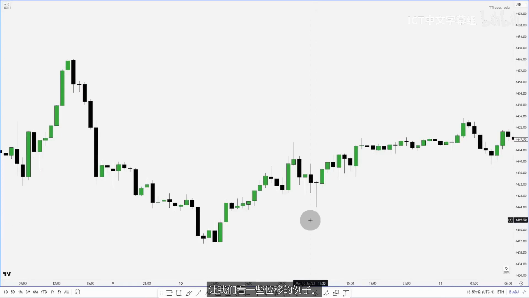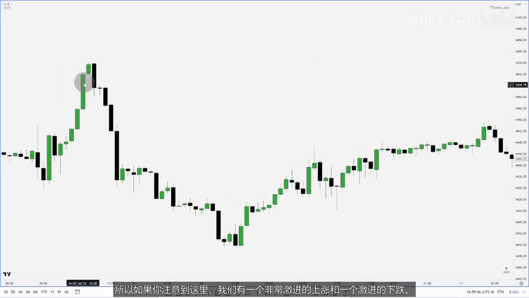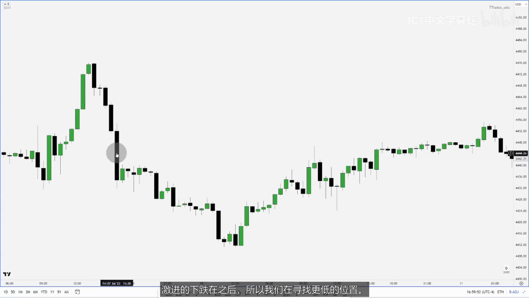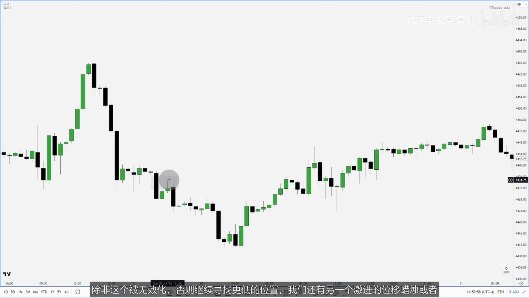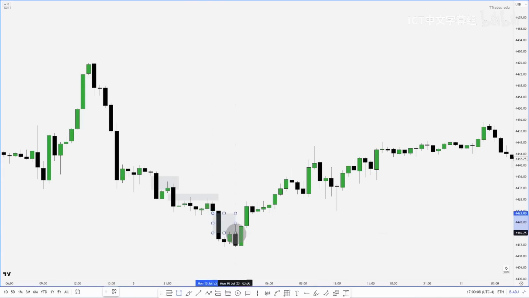So let's take a look at some examples of displacement. If you notice here, we have a very aggressive move up and an aggressive move down. Well, if we're following the displacement, the aggressive move down comes after, so we're looking lower. What do we have here? An aggressive move down. Until this is invalidated, we're looking lower. Now we have another aggressive displacement candle, or full-bodied candle, creating a fair value gap, lower. Now we have another one here.